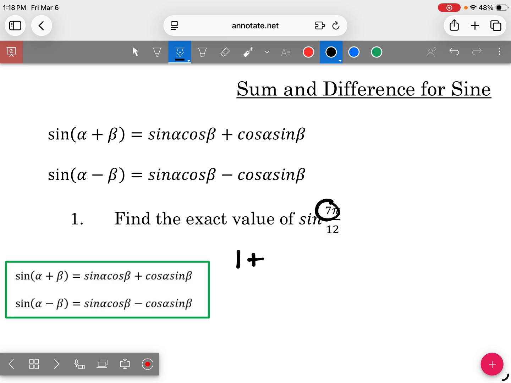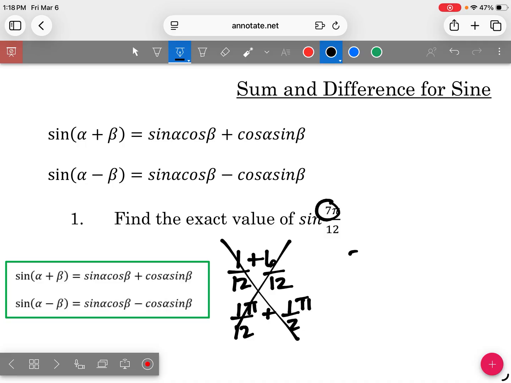So we could do 1 plus 6 over 12. This will come down to be 1 over 2. But do we have a pi over 12 on our unit circle? All right, so we can't use that. So we did 1 plus 6. What else can I add to get 7? What'd you say? 3 and 4?